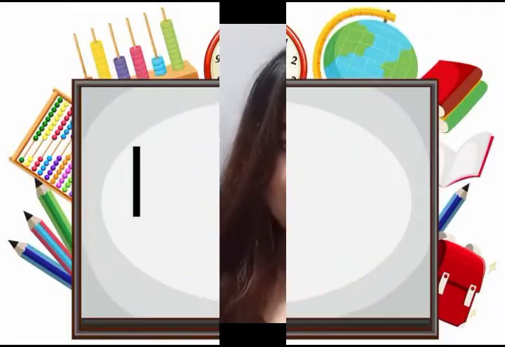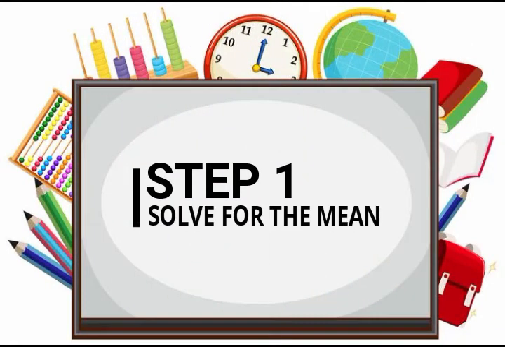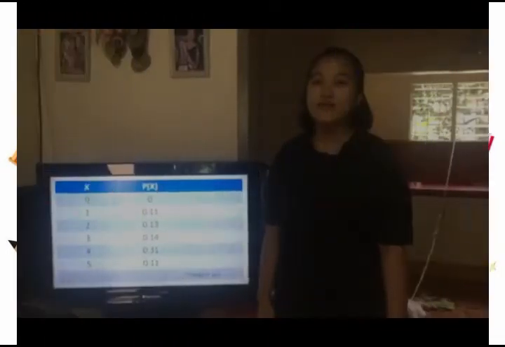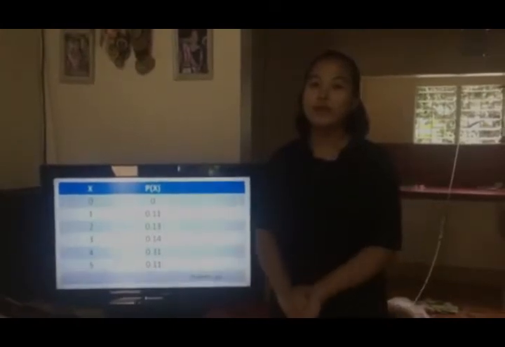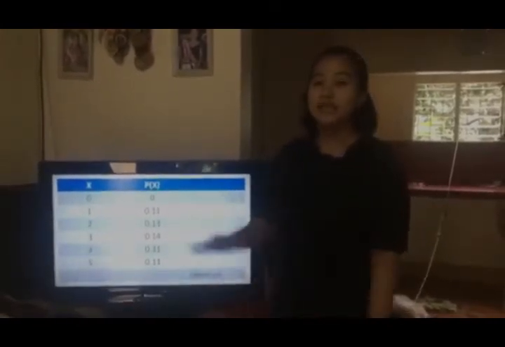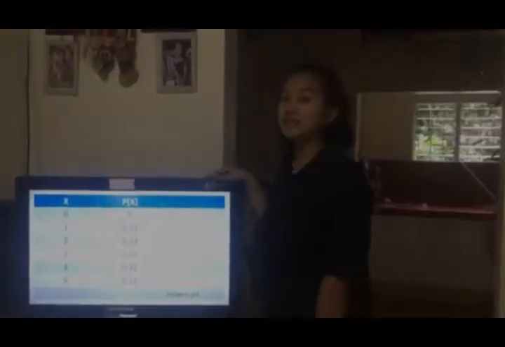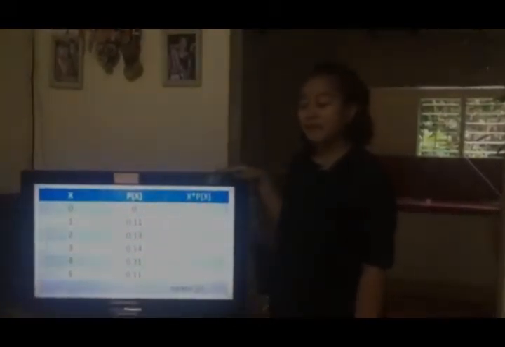Now next, we will show you how to compute the mean, variance, and the standard deviation from a discrete probability distribution. To help us understand the topic more, here is an example. To get the mean, let's first get x multiplied by p of x.